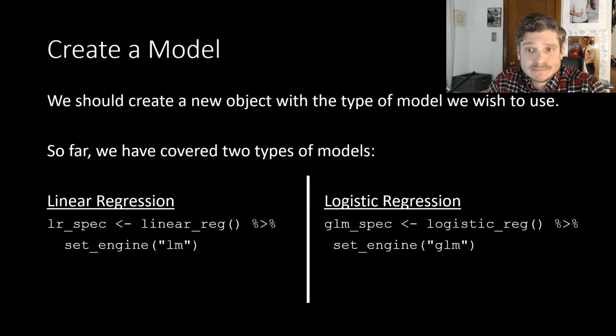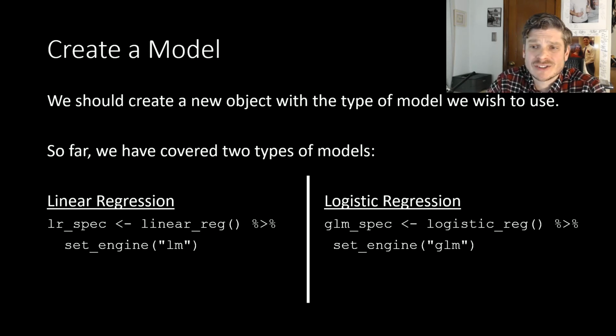So the first thing we should do is create a new object with the type of model we want to use. This is a really nice idea, that we can create our model as its own object. We've talked about these two types of models, and of course there are many other ones, but we've done linear regressions and logistic regressions. When we create these different types of regressions, we can store these as their own separate objects. And this has nothing to do with the data or the variables that we're going to use. We can create these every single time so that they're ready to use for whatever type of modeling we want to do. It could be a good idea, if we don't know which model is going to be best, to create a couple of these.